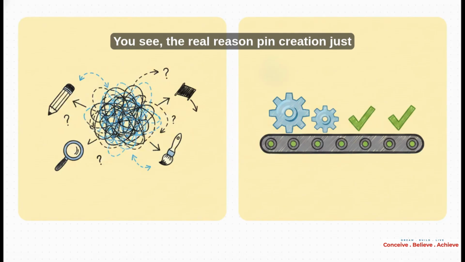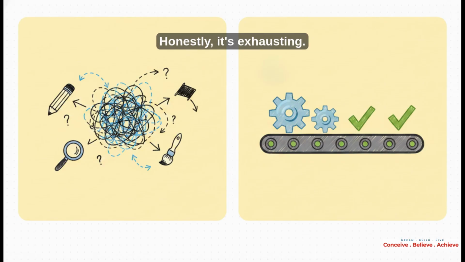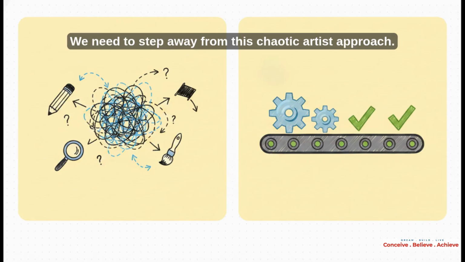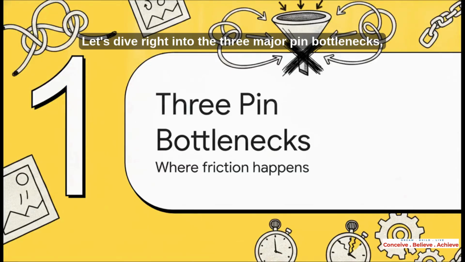You see, the real reason pin creation just sucks the life out of you is context switching. Think about it. You start writing a title, then you jump over to do some keyword research, then you open Canva, then back to tweak the text. Honestly, it's exhausting. We need to step away from this chaotic artist approach. Instead, we're going to embrace a smart, repeatable assembly line where we batch our decisions in a fixed, logical order. Let's dive right into the three major pin bottlenecks, the exact spots where the friction really happens.